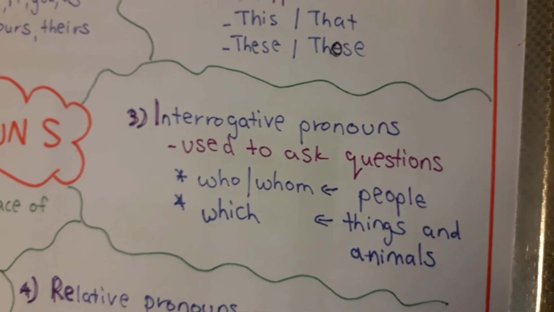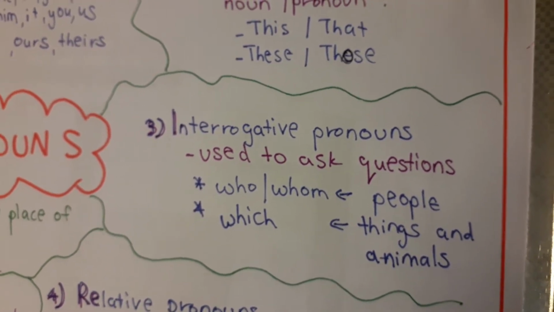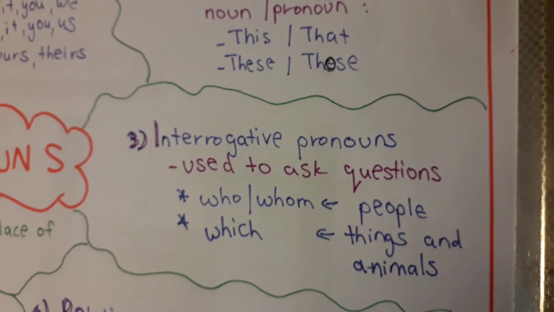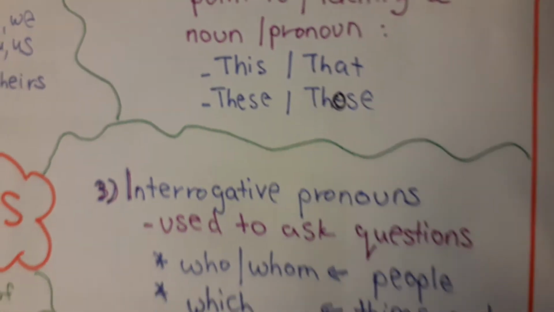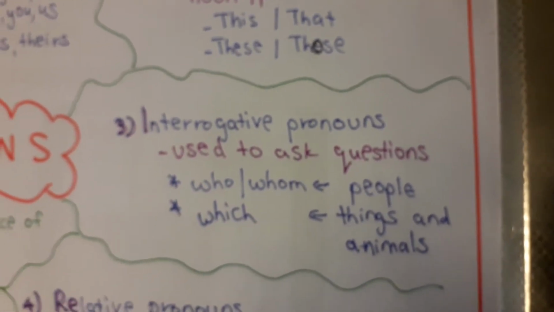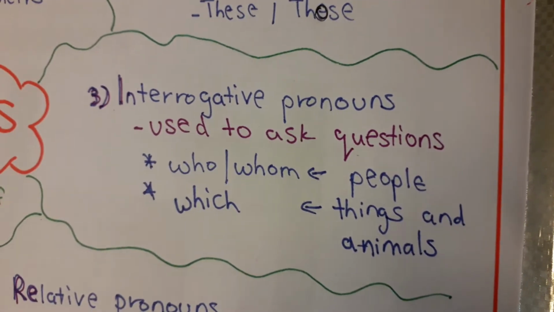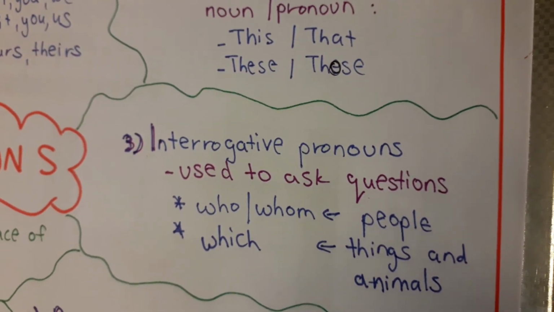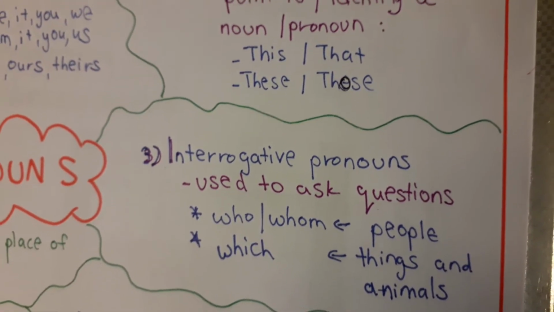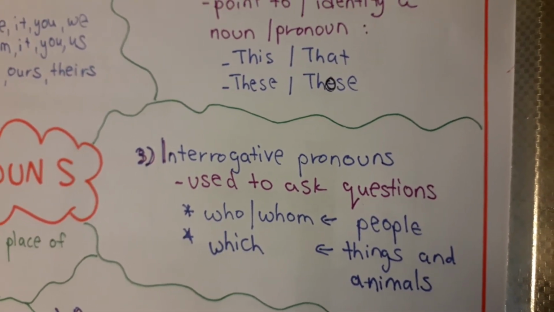Right, so the third type I want to tell you about is interrogative pronouns. That comes from the word interrogation, which means to ask something. So interrogative pronouns are used to ask questions. For example, you can use who or whom for people, whereas which is used to ask questions about things and animals.